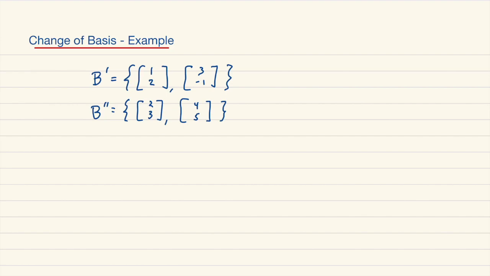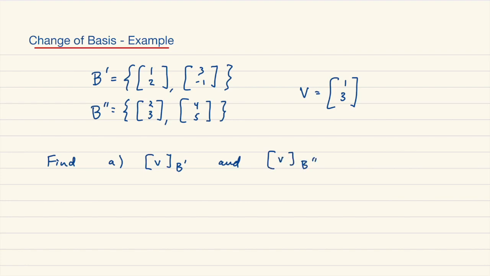And then I'm going to work with just some arbitrary vector. I'm going to pick (1, 3) just to pick something concrete that we can work with over and over. What I want to do is find the vector v with respect to B prime and the vector v with respect to B double prime, with respect to both bases.